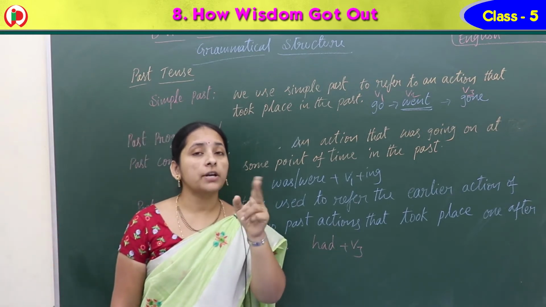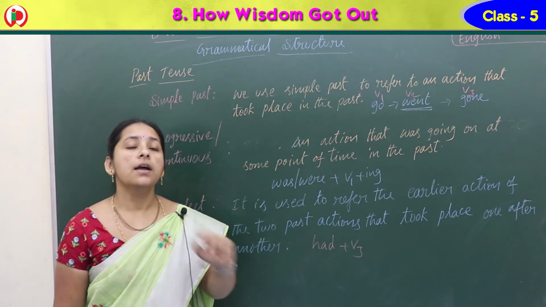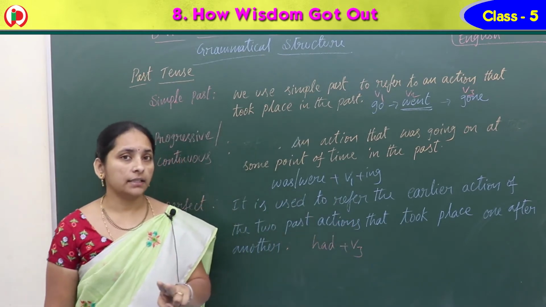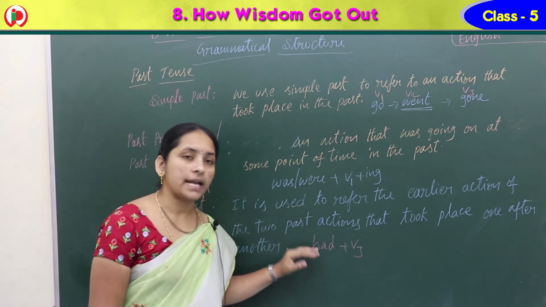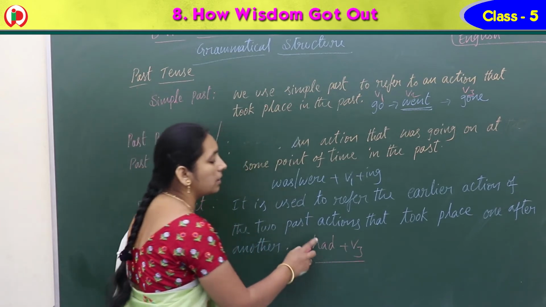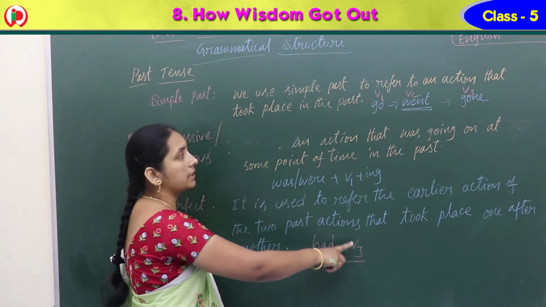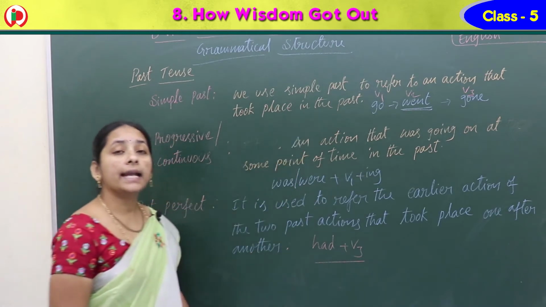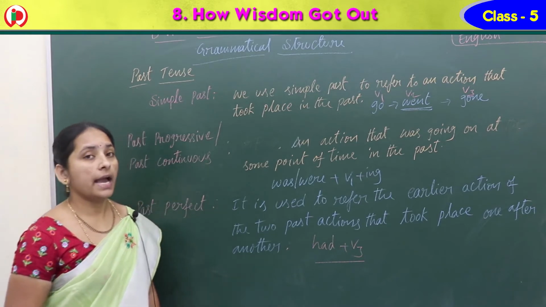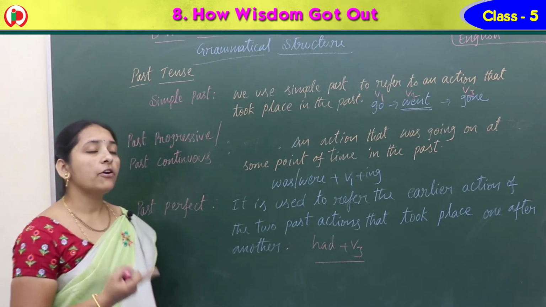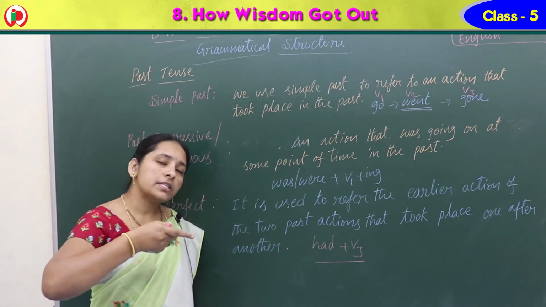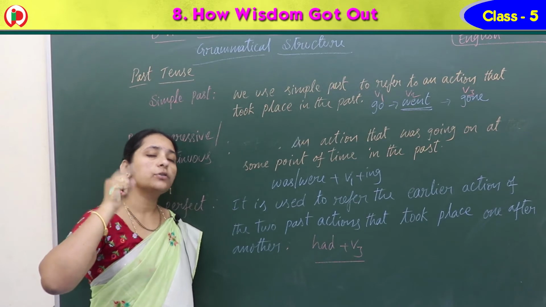Two actions should happen one after another. The first past action we should write in the past perfect. How can we write this structure? Had and V3. Suppose we take it: I had gone to Tirupati before going to Chennai. So that means first I visited Tirupati and later I went to Chennai.